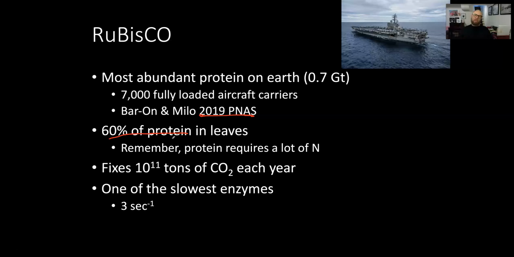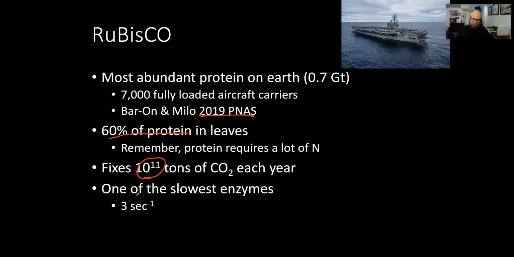And remember, nitrogen is a really important component of proteins and enzymes in general. So that means about 60%-ish of the nitrogen in the leaf is going just to this one enzyme. But that one enzyme has a really important job, right? It's that first step in getting CO2 into the leaf, that first carbon step of photosynthesis. Rubisco itself fixes 10 to the power of 11 tons of CO2 each year. I'll let you go ahead and calculate how many aircraft carriers that might be.